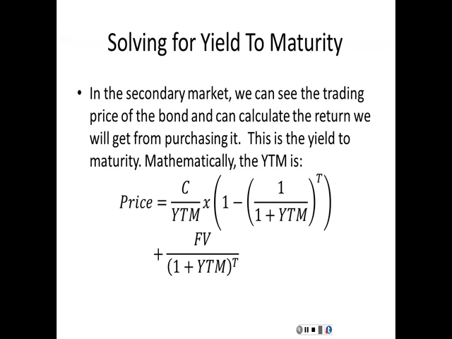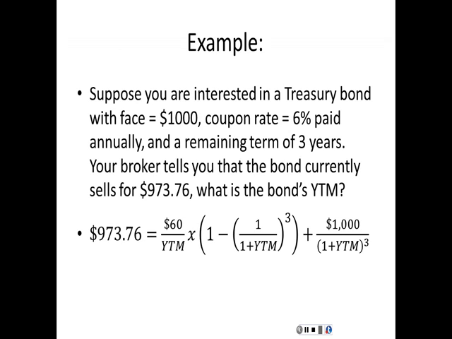As you see the formula below, YTM stands for yield to maturity, and it's an interest rate. So here's an example. Suppose we want to buy a treasury bond with face value of $1,000 and coupon rate of 6% paid annually with 3 years remaining. The broker tells you we can buy the bond for $973.76. What's the bond's yield to maturity?